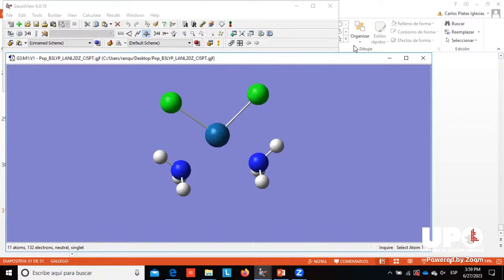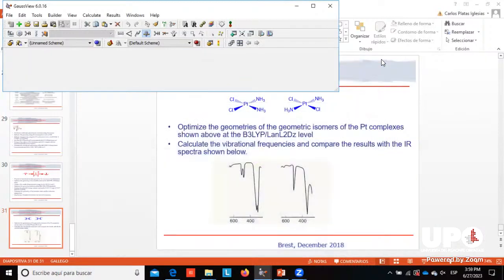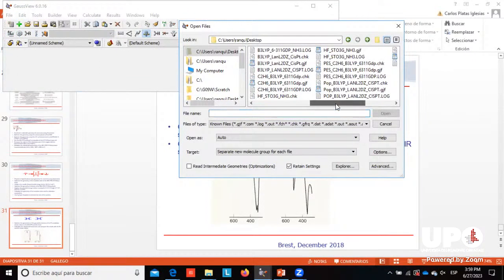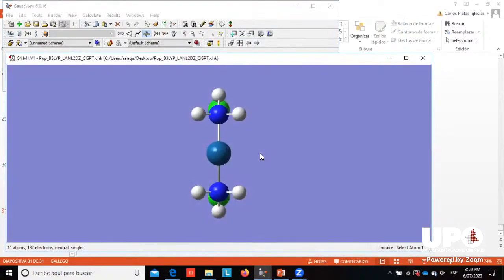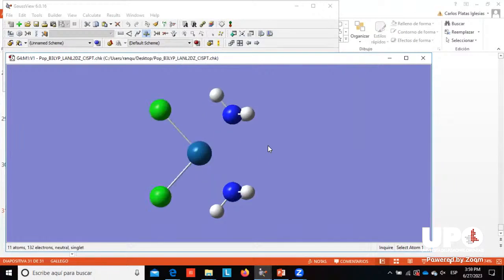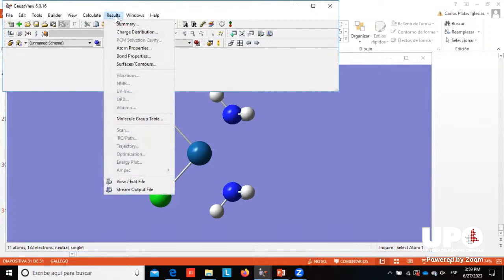All right, so this is the critical step. So file open, and we should open the CHK file. Where is my pop? Here it is, okay? So the checkpoint file we have to open, and hopefully this will work. Yeah, so I got the structure. This is good. That checkpoint file stores also the structure, apart from the molecular orbitals and so on. And now we can go to results, surfaces. You got it?